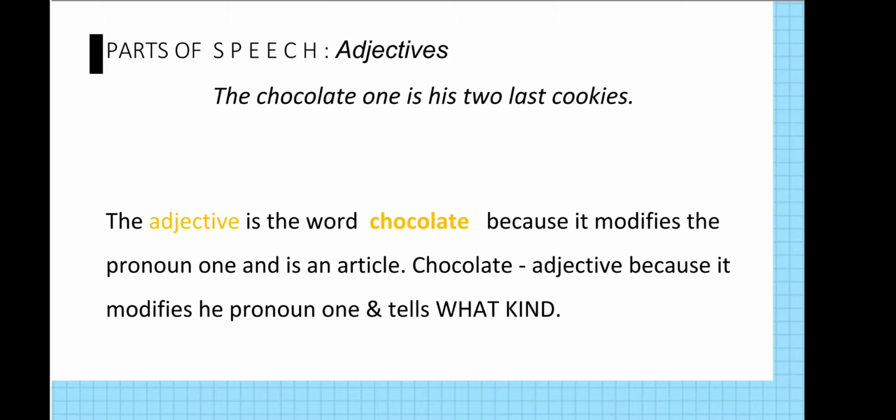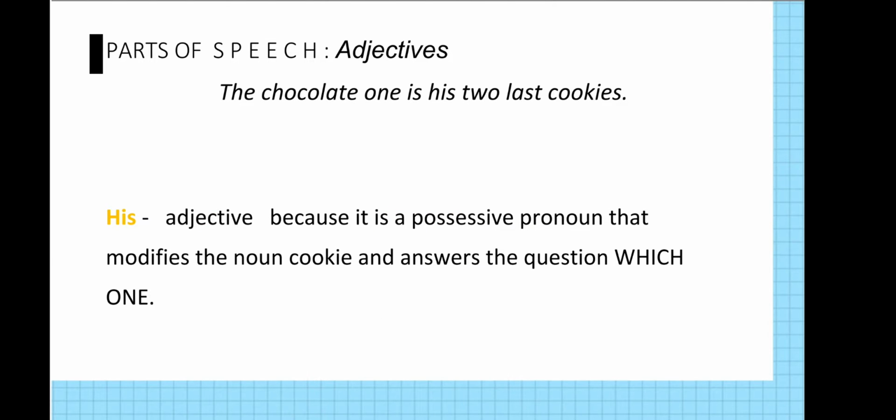Chocolate is an adjective because it modifies the pronoun one and tells what kind. What kind of cookies? The chocolate one. Okay? So let us proceed with another one. His here is an adjective as well. How? Because it is a possessive pronoun that modifies the noun cookie and answers the question, which one? So the chocolate one is his two last cookies.